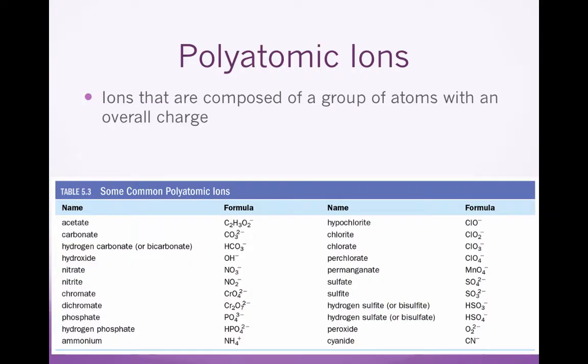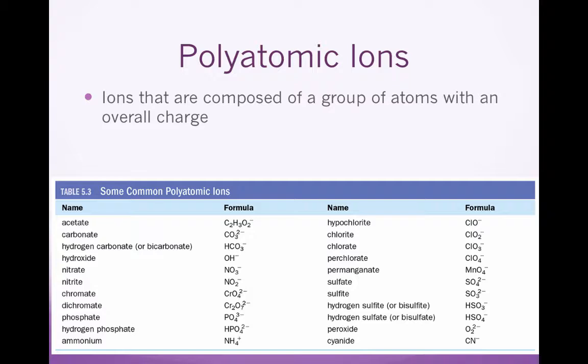Okay, let's talk about polyatomic ions. Polyatomic ions are ions that are composed of a group of atoms with an overall charge. Here's a chart of some common polyatomic ions. So they're like a little unit of charge, but the atoms within the polyatomic ion are covalently bonded. But polyatomic ions always stick together. You don't need to memorize these, but you do need to be familiar with them.